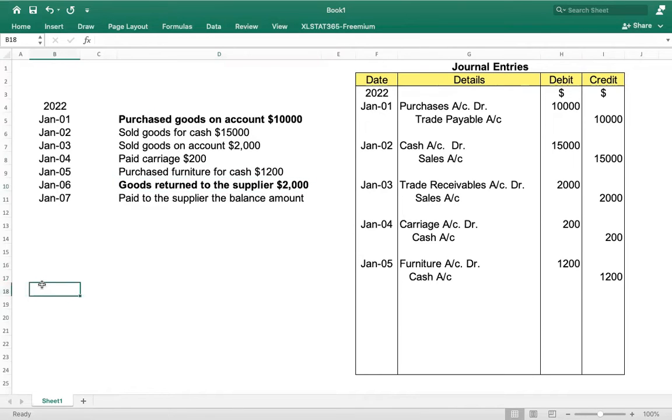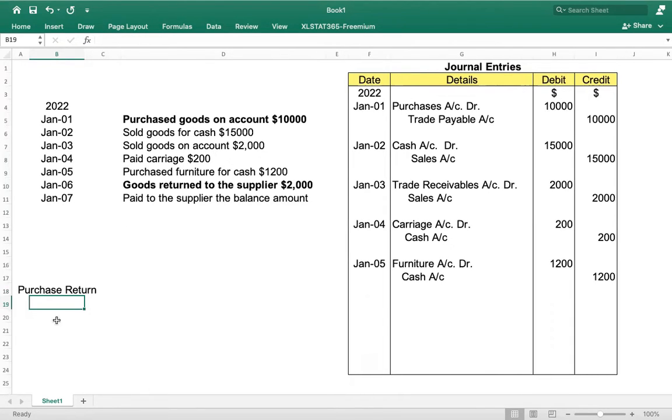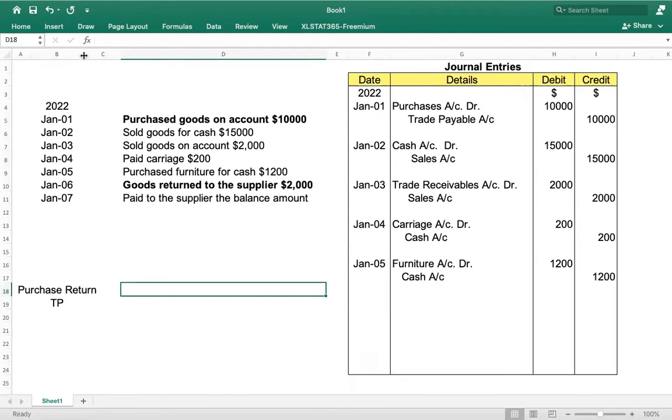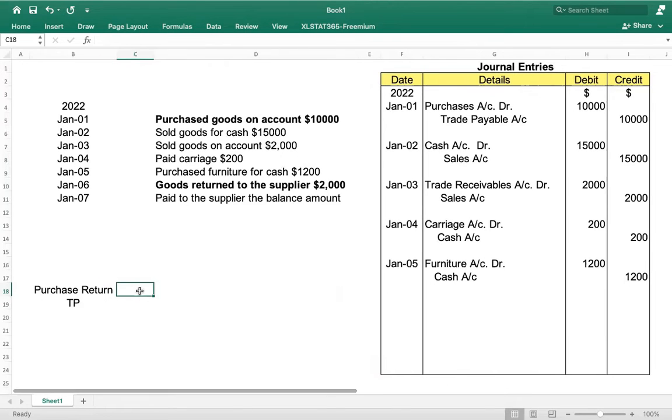Oh, okay. So purchase return and cash. How come cash? Oh, we still didn't pay it, so it is going to be trade payable. Yes, trade payable. Category, tell me. Purchase return is an expense, yes. Trade payable is a liability.